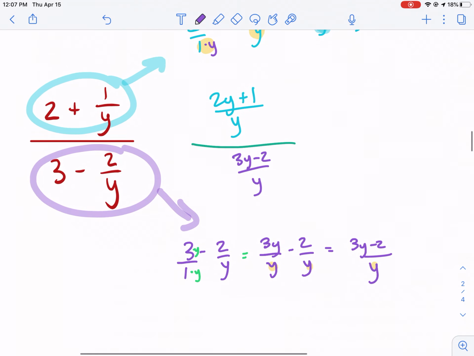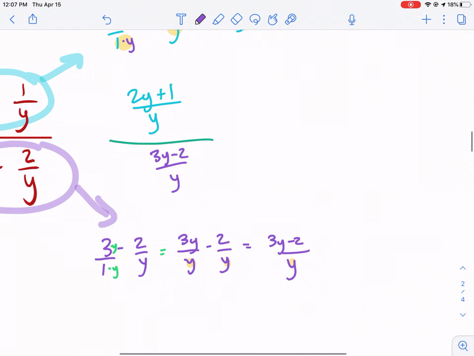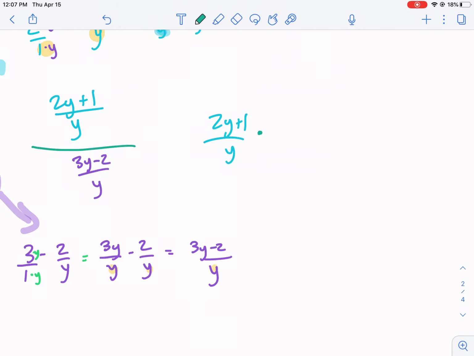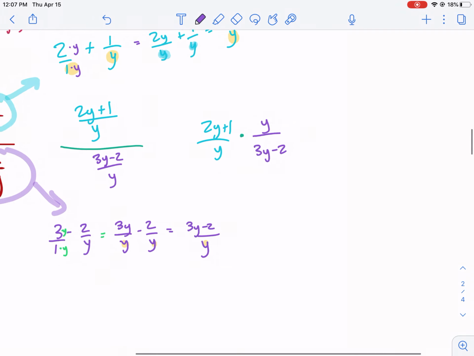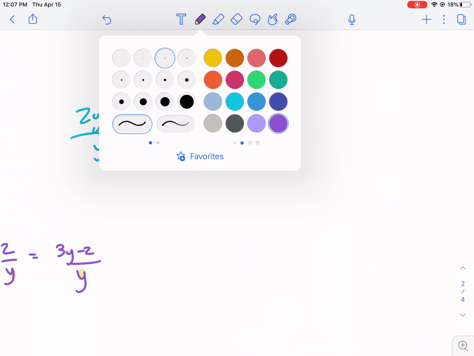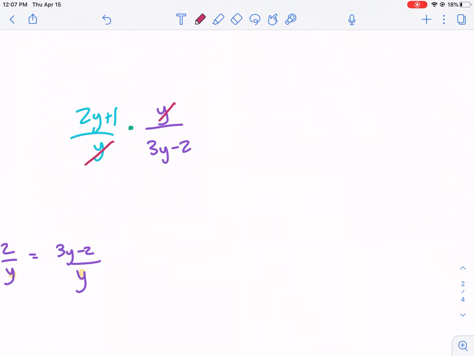Now we're ready for keep, change, flip. We're done with steps 1 and 2. We keep the first fraction the same, 2y plus 1 over y. Another way to think of this is multiplying by the reciprocal. We change to multiply, and then we flip the second fraction, so that becomes y over 3y minus 2. Now let's see if we can cross-cancel anything. Yes, we can cross off the y with that y. Our final answer is 2y plus 1 over 3y minus 2.